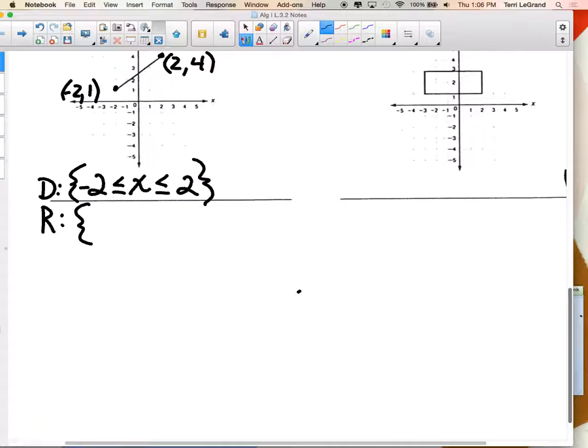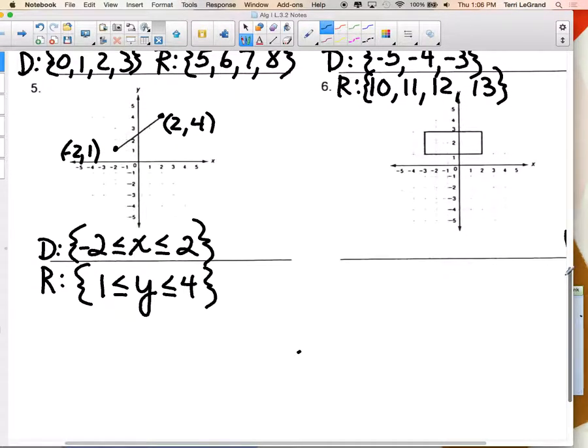Okay, range. What would that look like? 1 is less than or equal to y. The range is made up of y's. Is less than or equal to 4. The y values lie between 1 and 4 inclusive, any point on that line segment. So we have y values like 1.3694, we have y values like 1.8736679. How do we even begin to name them all? We can't. That's why we have to write it as an inequality.